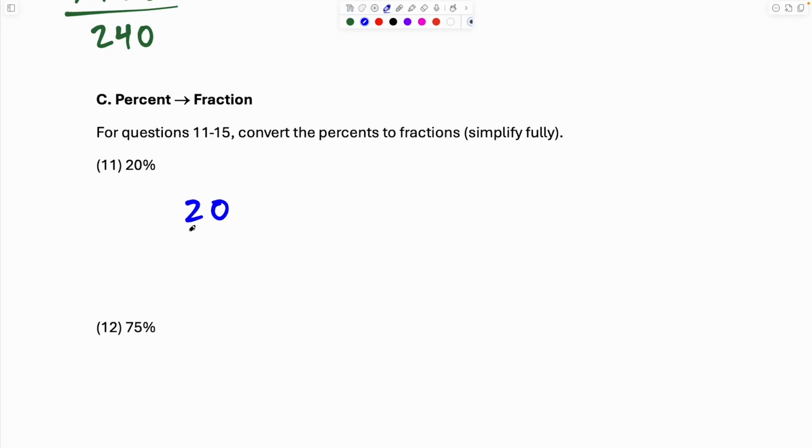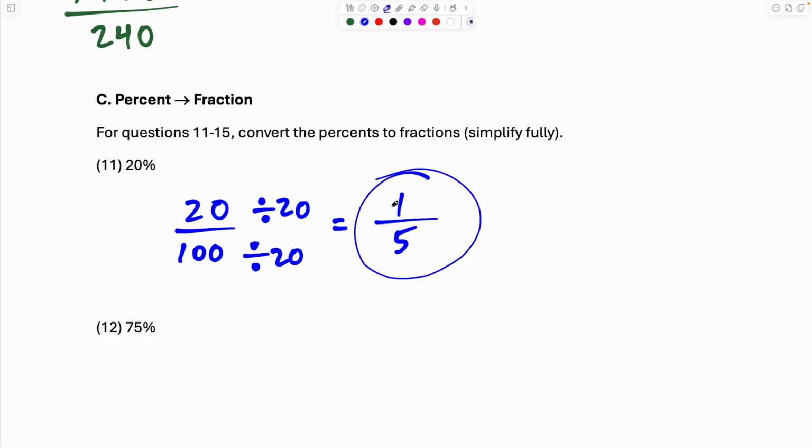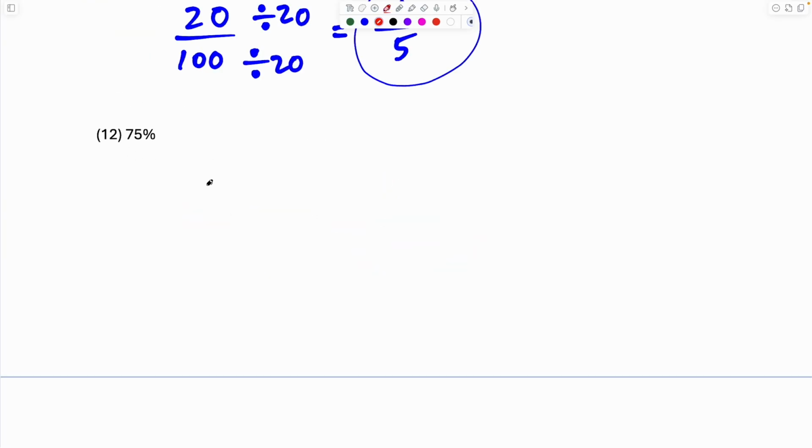So I'm going to say 20 out of 100. And then I just have to divide by the greatest common factor. The greatest common factor between 20 and 100 is 20. So I could divide the numerator and the denominator by 20. And now I just simplify here. 20 divided by 20 is 1, over 100 divided by 20 is 5. So we get 1/5.